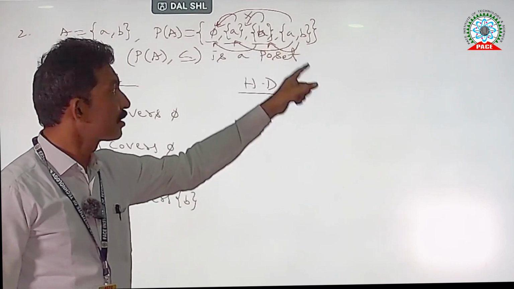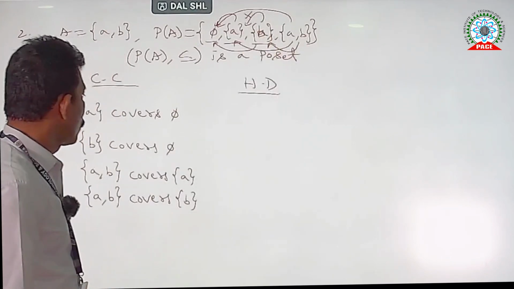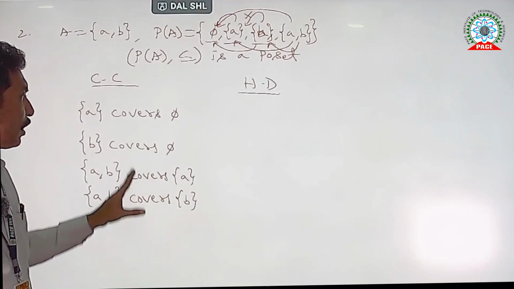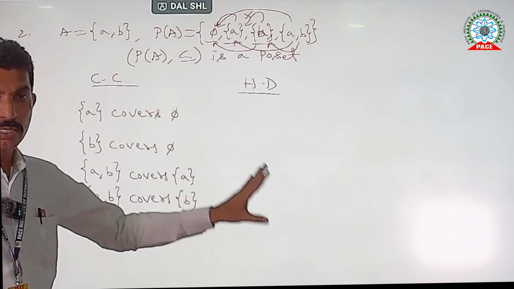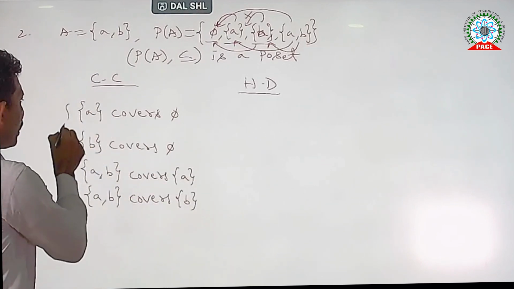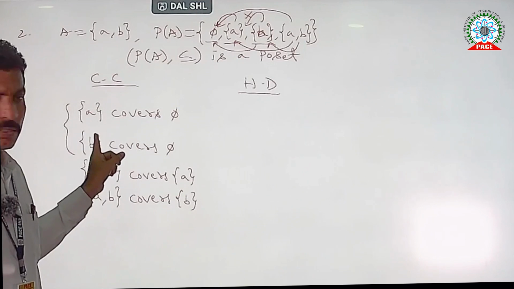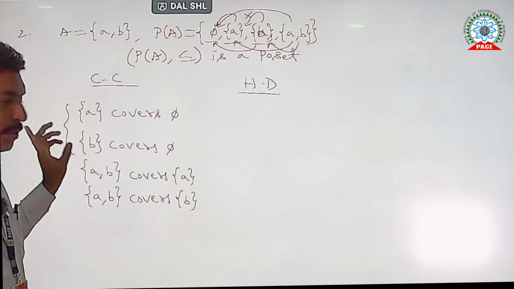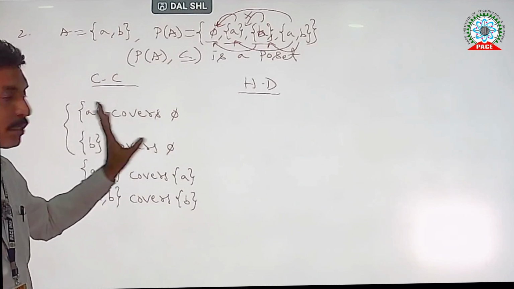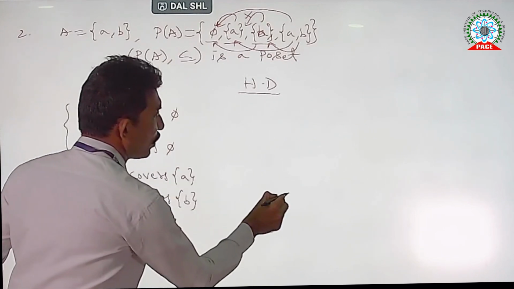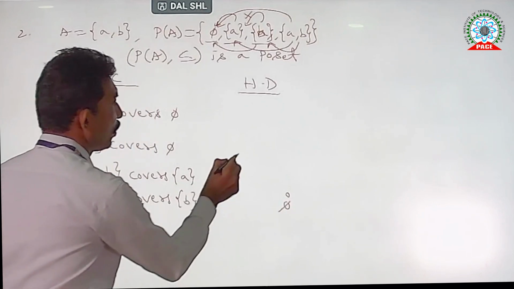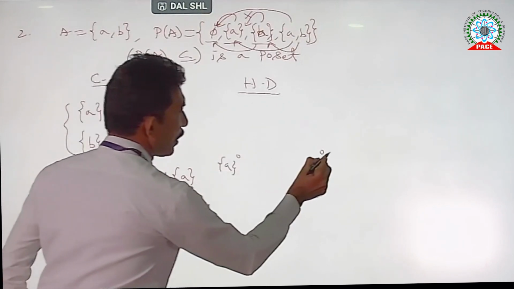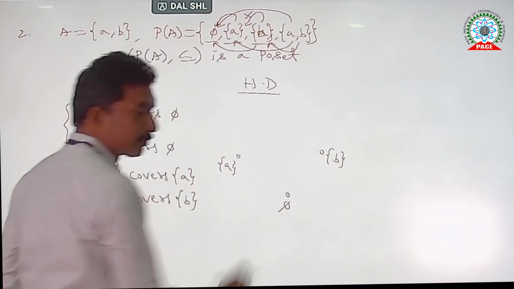So now depending on the covering conditions we draw the Hasse diagram. Here we observe that two sets, these are not elements, these are sets, {a} and {b}, are covering empty. So you take empty as the below element, and above it two elements, {a} and {b}. Now {a, b} covers these two elements. So that means the above element should be {a, b}.